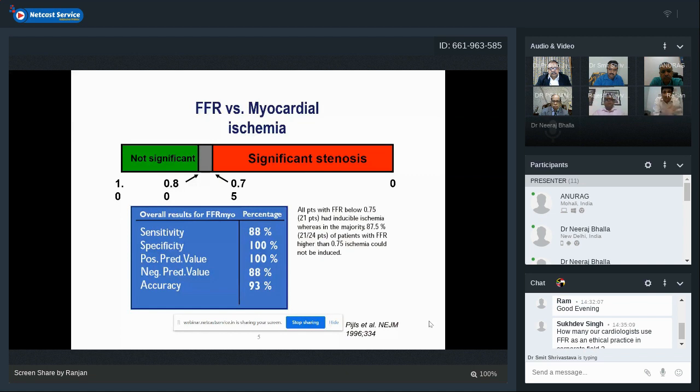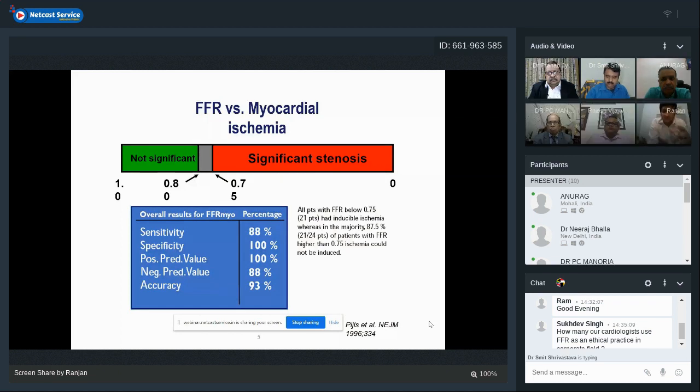And what did FAME show? FAME 1 and FAME 2 were huge randomized trials which were event-driven. And what they showed us is that whenever FFR is less than 0.8, if you intervene, with FFR-guided intervention, you're likely to do good. You're likely to prevent lots of events, and some of these events are actually driven by urgent revascularization. So what we know is it's safe to defer above 0.75, but it's better to treat below 0.8.